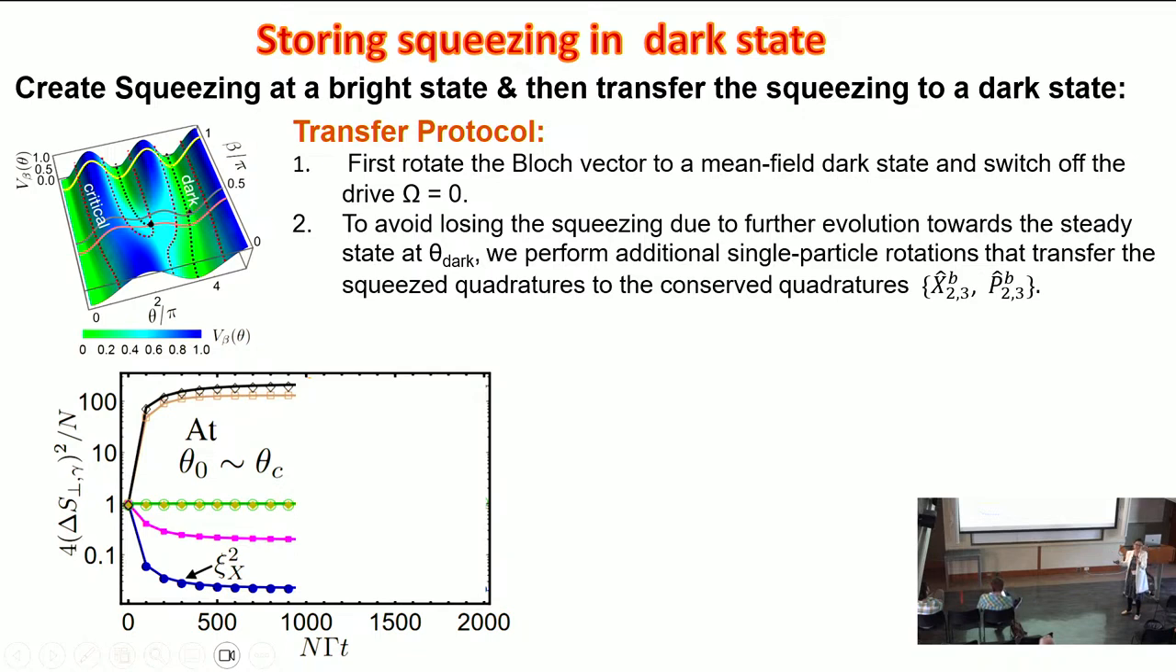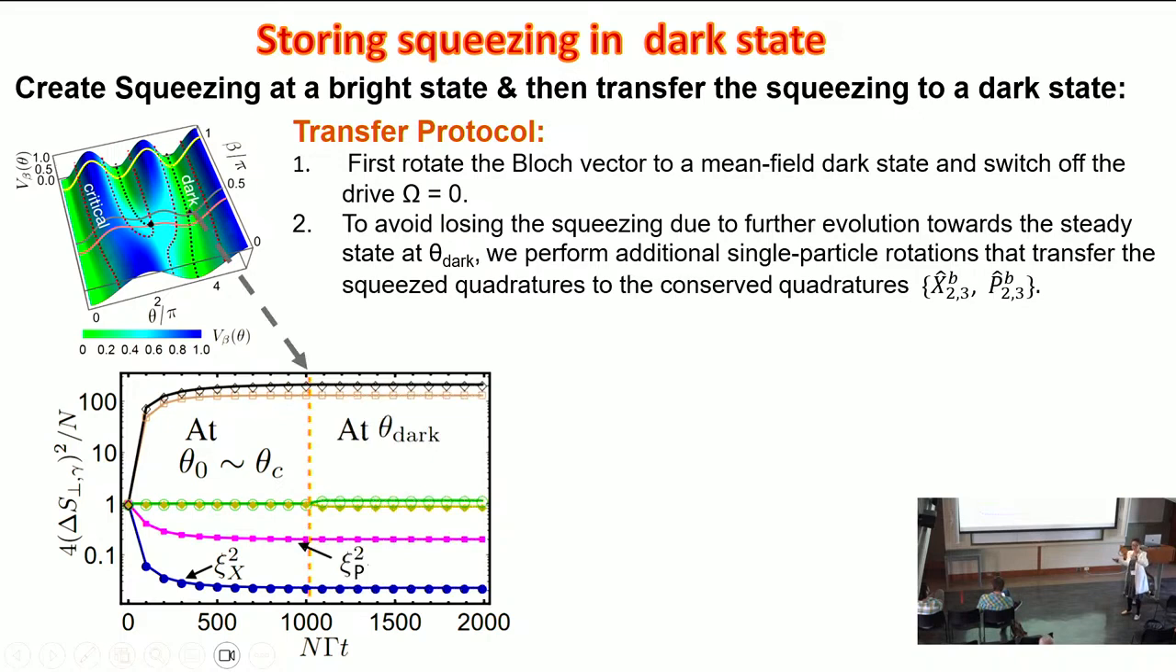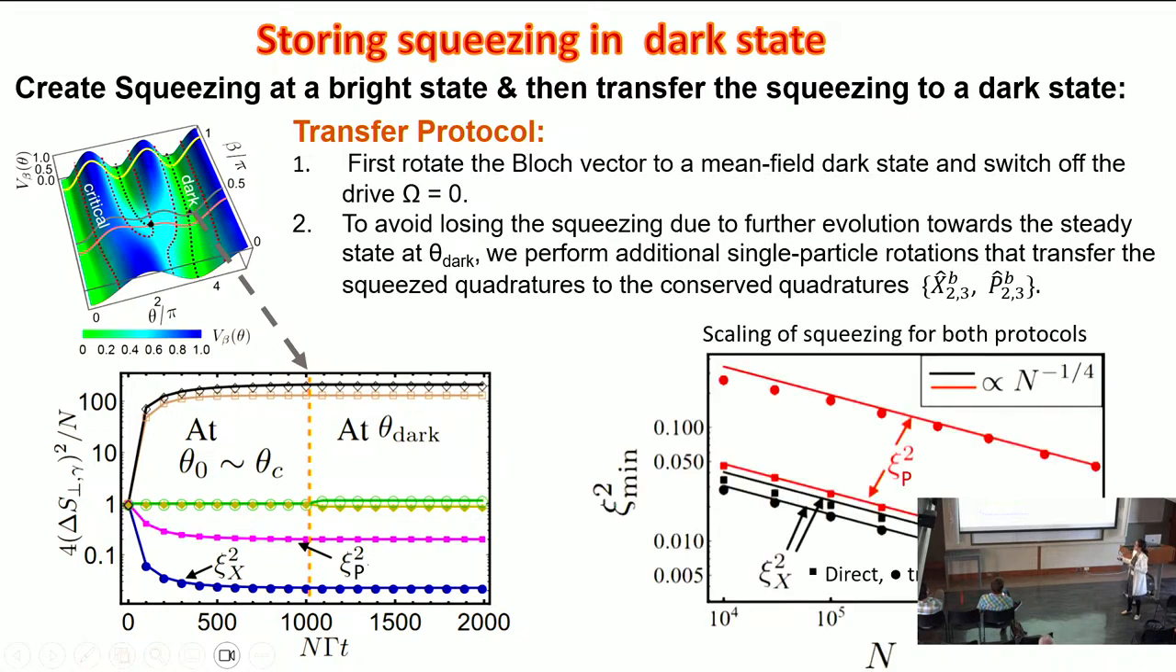But if you let it like this, the squeezing is going to decay. So what you have to do is add specific rotations. I cannot tell you here what the specific rotations are, but there are specific rotations where the two squeezed quadratures are conserved, and you can keep the state in a dark point where it remains entangled.